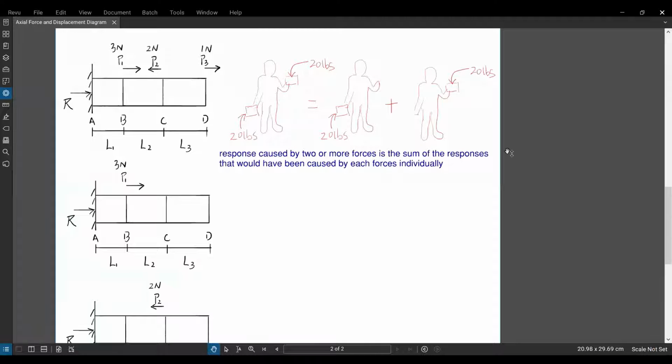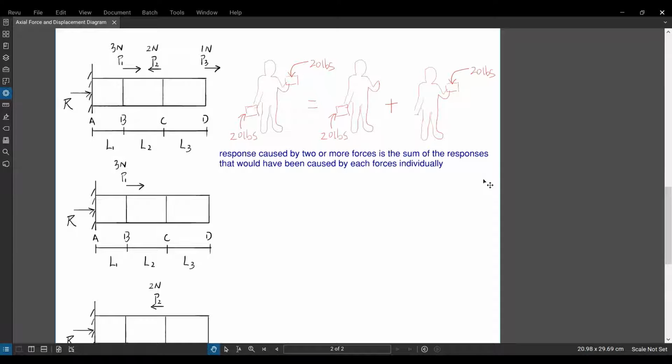Hello everybody. In this video, I'm going to show you how to calculate the axial displacement by the principle of superposition. The principle of superposition says the response caused by two or more forces is the sum of the responses that have been caused by each force individually.